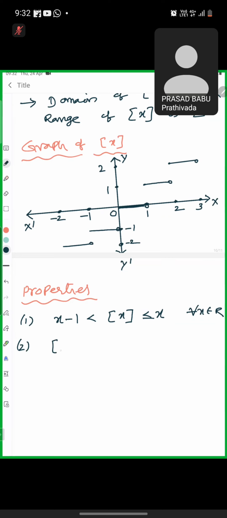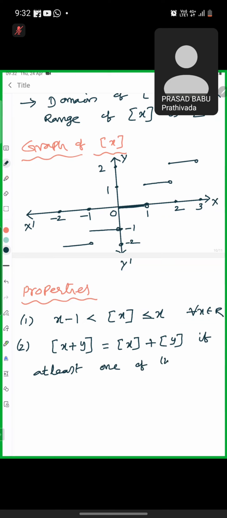And second, the integral part of x plus y can be written as the integral part of x plus the integral part of y if at least one of them is an integer. One of them means either x or y or both. Then only we can write like this. Otherwise, you cannot write like this.